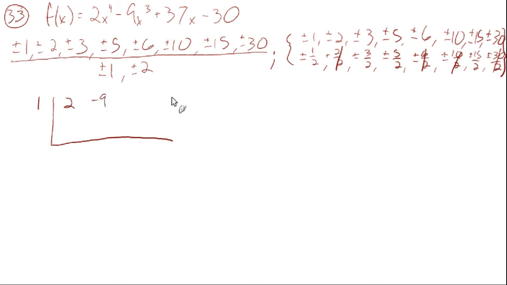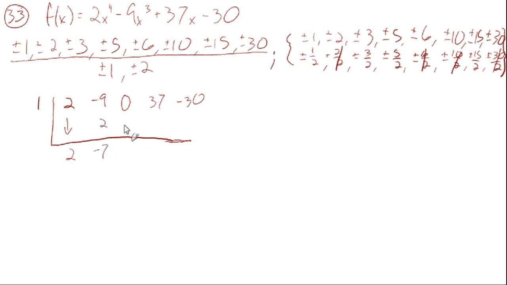Okay, so here is something we should recognize as we're writing down the synthetic division. There is no x squared term. Make sure that that's correct. Yeah. No x squared term, so we need to put a 0 there as a placeholder. Then there's 37 and negative 30. And we begin the process.